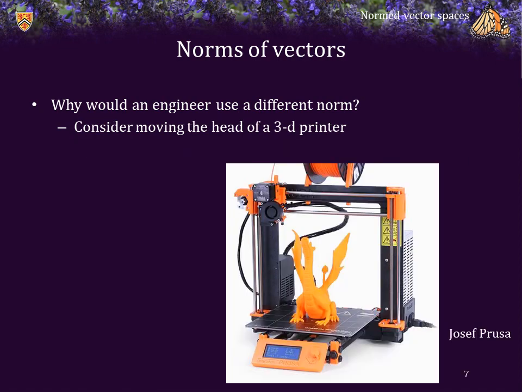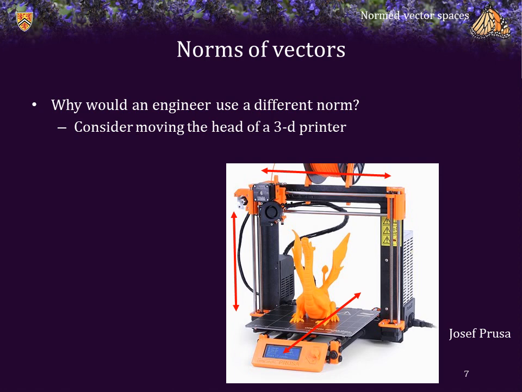Next, for using a different norm, let us consider moving the head of a 3D printer. In this case, the movement of the model or the head is controlled by 3 separate motors. One motor, in this case, moving the model in the X direction, the next motor moving the head in the Y direction, and finally the motor moving the head in the Z direction. Now, all 3 motors can be turned on at the same time, or you can turn on one motor at a time if you wish.